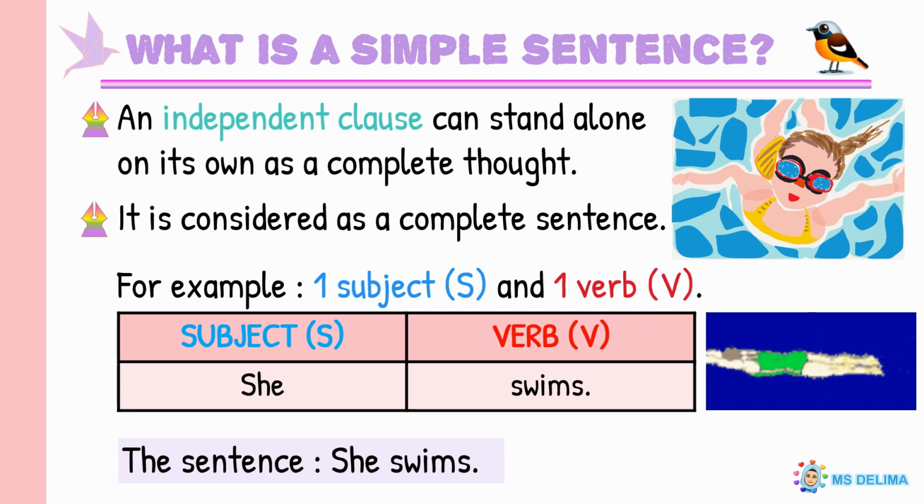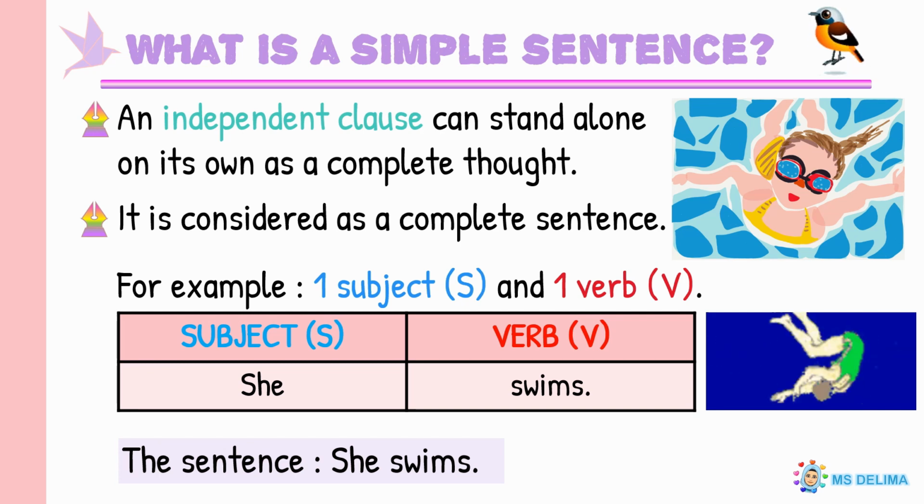For another example of one subject and one verb, the subject here is she and the verb here is swims. So the simple sentence here is she swims. The sentence here at least has one subject and one verb.